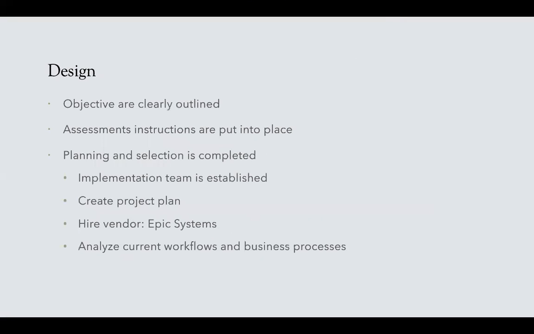The next phase is the design phase. This is when the objectives for the implementation are clearly outlined. The assessments and instructions are put into place, and then the planning and selection is completed. This is done utilizing an implementation team, and they create a project plan. With that project plan, they look at vendors and ultimately decide to go with Epic Systems. And then after they decide on a vendor, they analyze the current workflows and business processes.